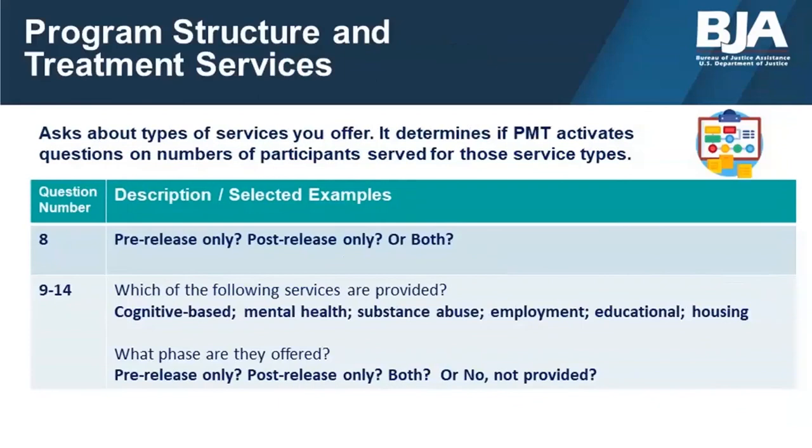The Program Structure and Treatment Services section covers the type of services your program offers to reentering individuals. It determines if PMT activates questions about those certain service types. Question 8 asks what services you provide: pre-release, meaning before release to the community, post-release, or both. Questions 9 through 14 ask whether your program provides certain types of treatment services, either pre or post-release: cognitive-based, mental health, substance abuse, employment, educational, and housing.